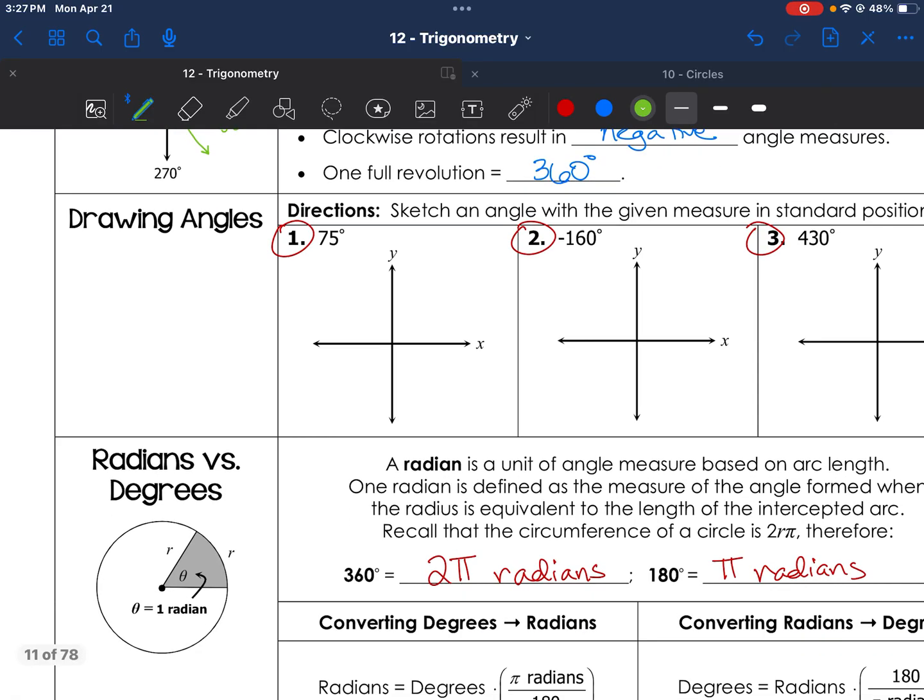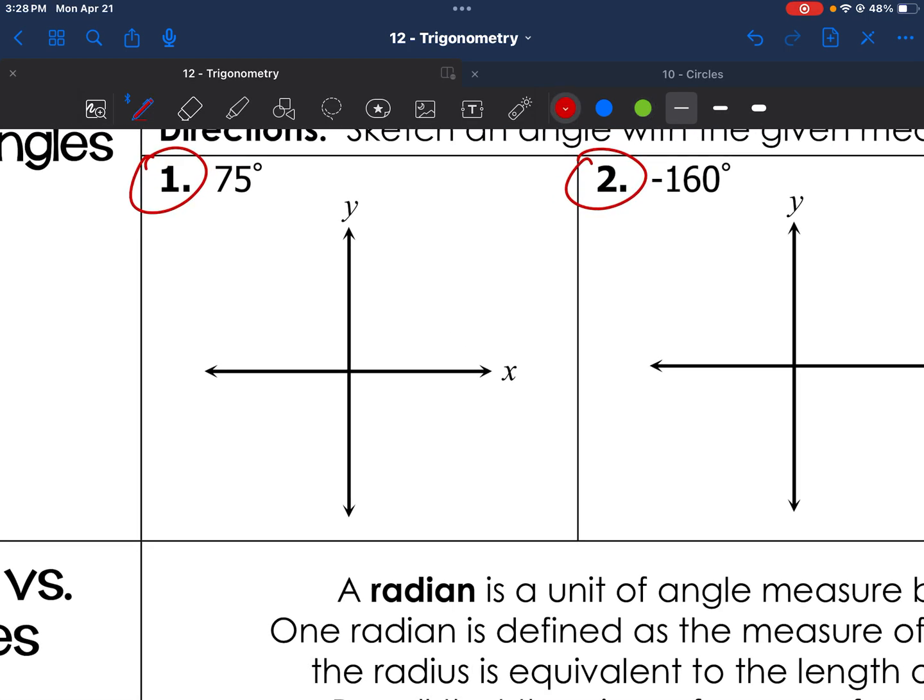So let's practice a few of these real quick. Now, whenever I'm drawing these things, it's important that we can go ahead and split this thing up so I know when I'm supposed to be crossing the line, when I'm not supposed to be. So we always start at the x-axis. Like usual, this would be my 0 degrees.